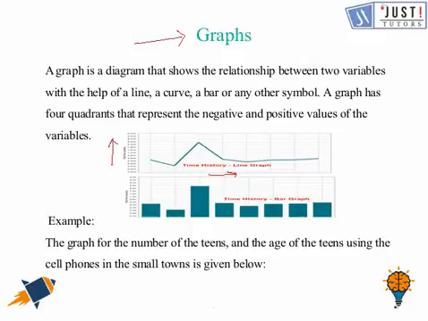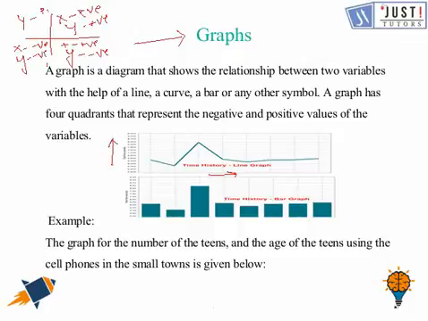A graph has 4 quadrants that represent the negative values of the variable. Generally a graph has 4 quadrants. Here x is positive and y is also positive. Here x is positive and y is negative. Here x is negative and y is also negative. Here y is positive and x is negative.